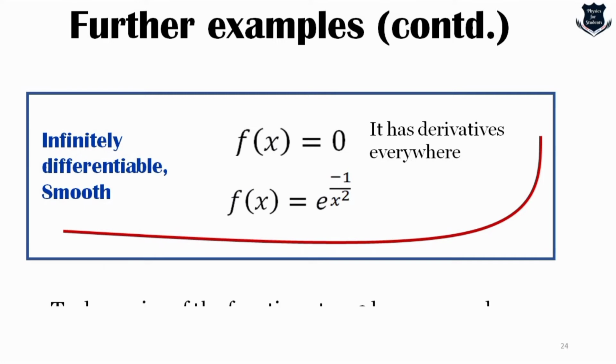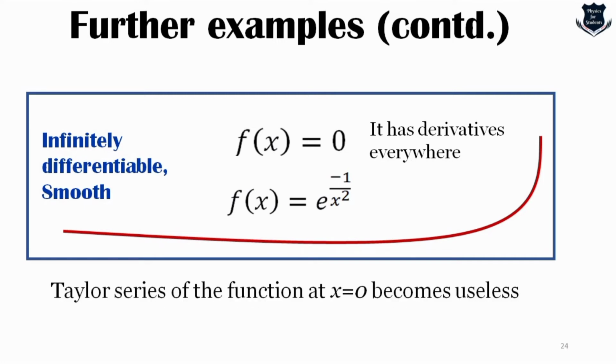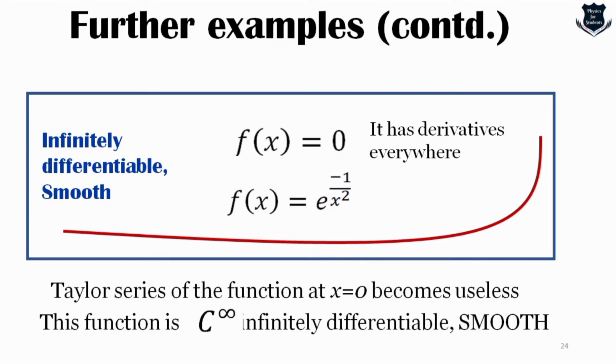If you get this kind of an equation, the Taylor series of this function around x becomes useless, and this function is a C infinity function which is infinitely differentiable. These are a few of the examples which demonstrate the shape of the graph and the values, so that you understand which is differentiable, which is only differentiable once, twice, etc.